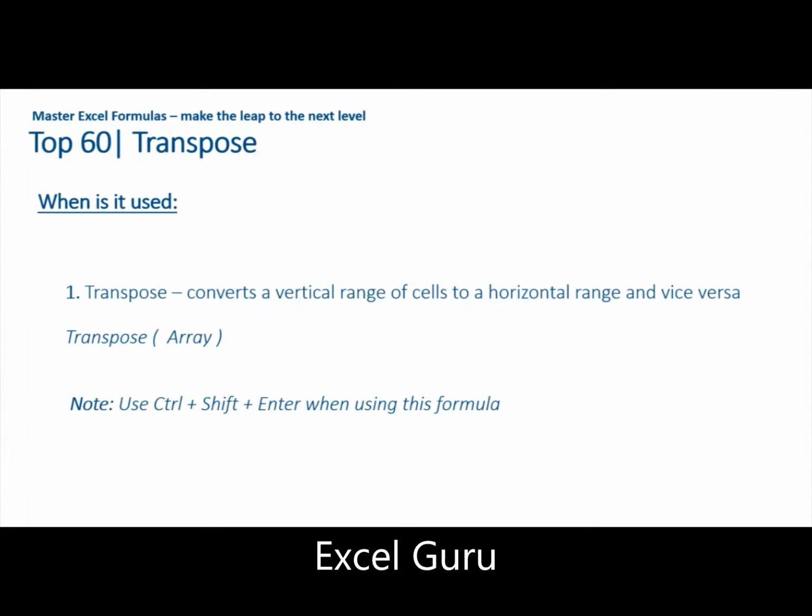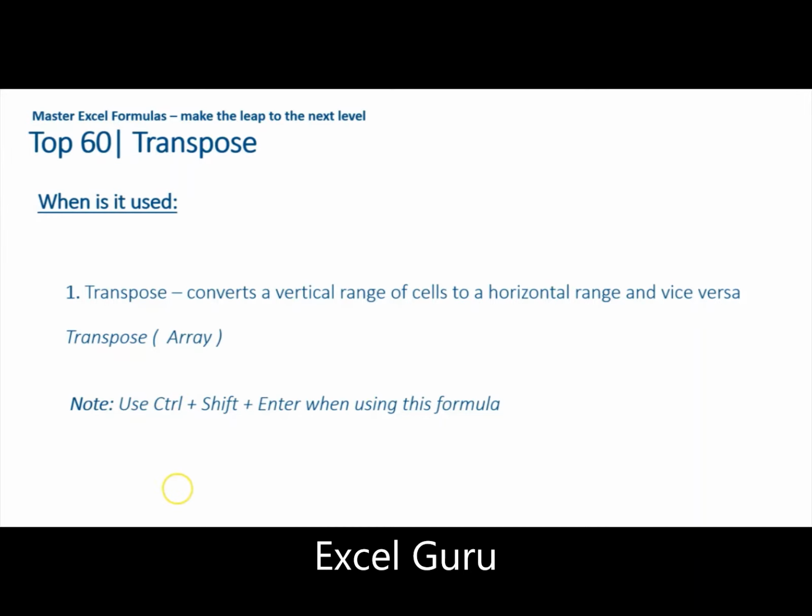We have another interesting formula here, which you might have heard of as more of a way to paste specific data that you have copied, and then you go and transpose it somewhere else. But this is actually a function that does the same thing really. It converts a vertical range of cells to a horizontal range and vice versa. And the structure of the formula is, all we need to do is input the array within the brackets of the transpose function.